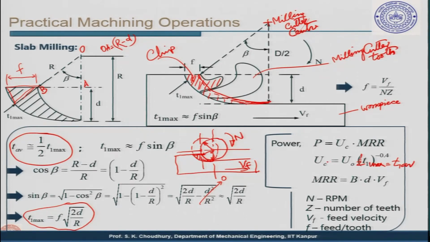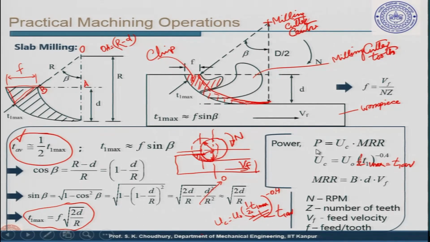So, the normal equation which is used in case of turning, if you remember, is u c equal to u 0 T1 to the power minus 0.4. I said this is an empirical formula. So, in case of milling, it has to be u c equal to u 0, I am just putting it in a better way, u 0 times half of T1 maximum to the power minus 0.4, because this is the average value that we take, and this is the T1 average.